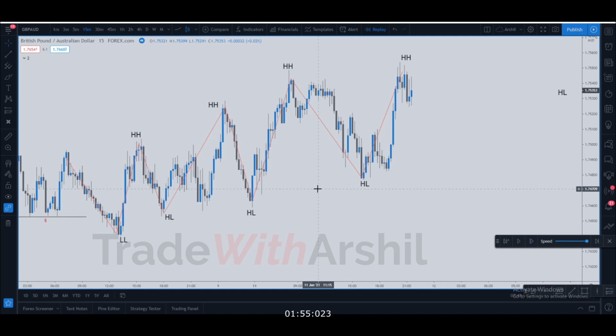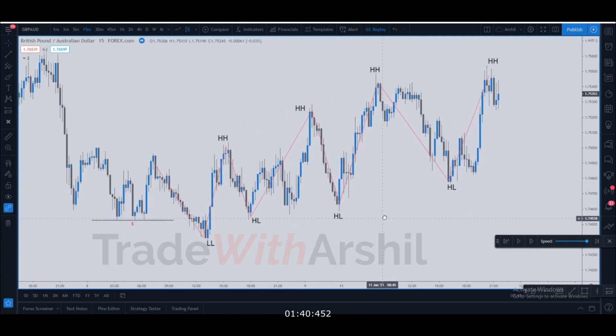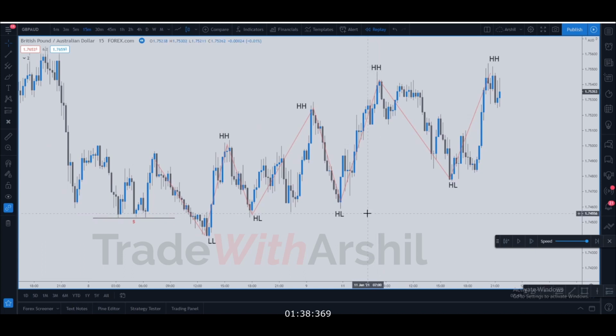And I'll talk more about it. This is just the basics of market structure. I'm going to talk more about it in that one section, because it helps a lot when you look at it in a different way that I'm going to show you. Also, just an easy trick about market structure is basically to understand if the structure is broken or not.